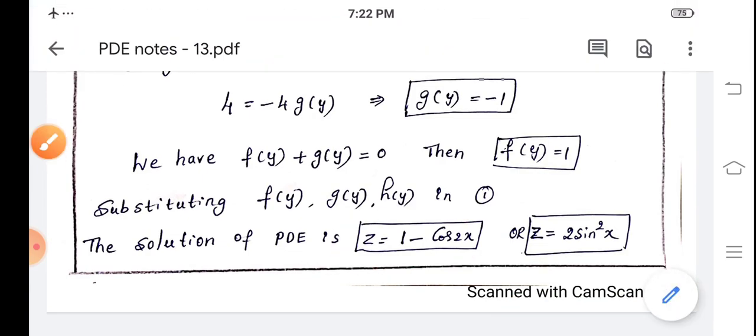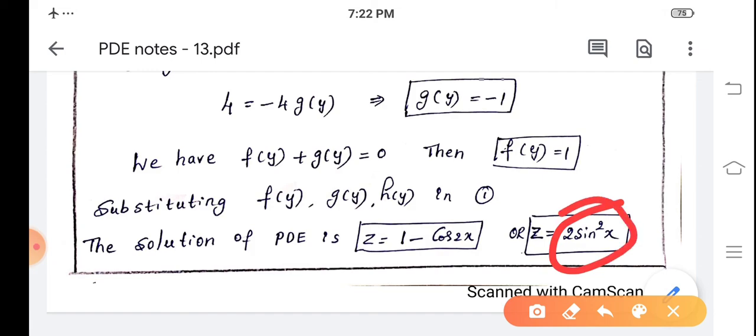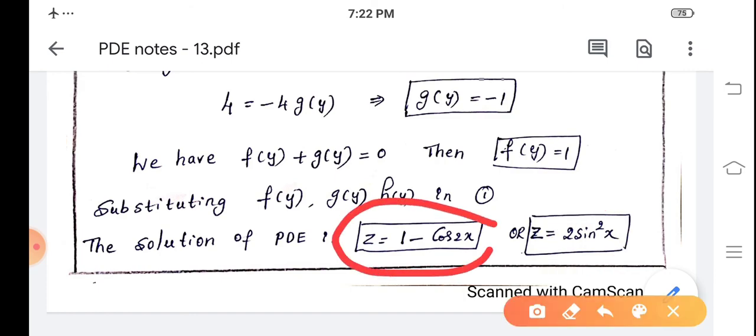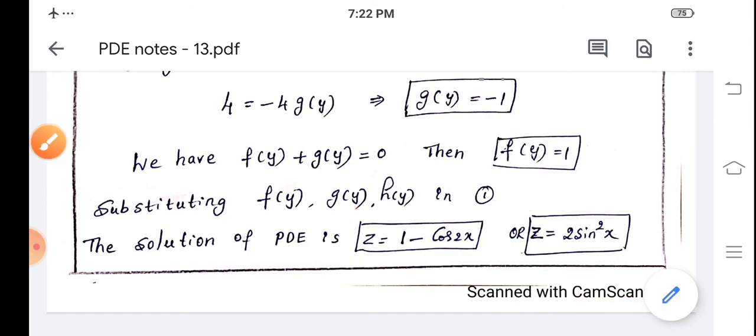But 1 minus cos 2x is also the same as 2 sin squared x, because we have the formula for sin squared x: sin squared x is given by (1 minus cos 2x) divided by 2. So we write the solution of the PDE as z is equal to 1 minus cos 2x, or z is equal to 2 sin squared x.